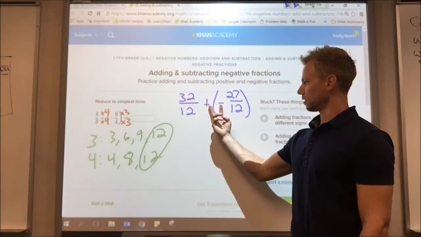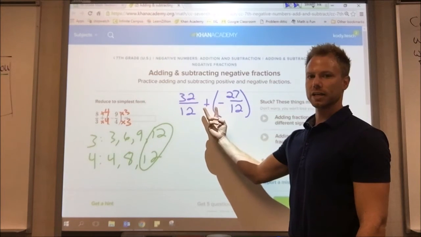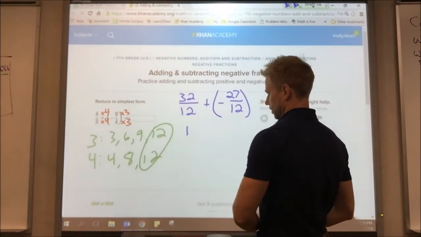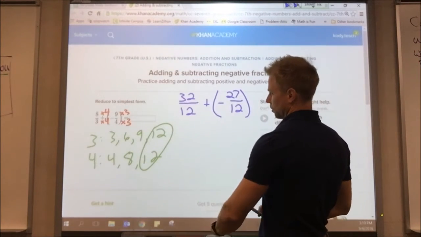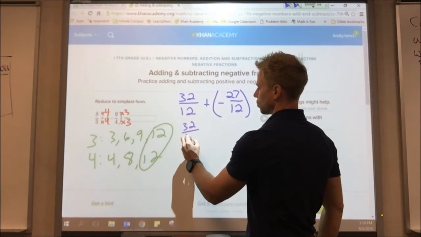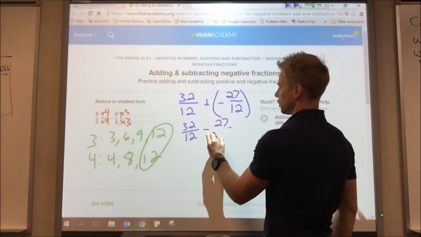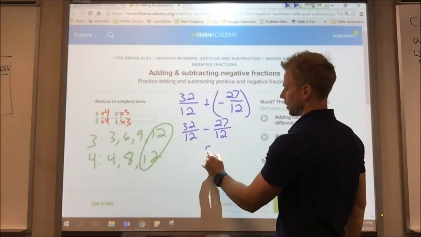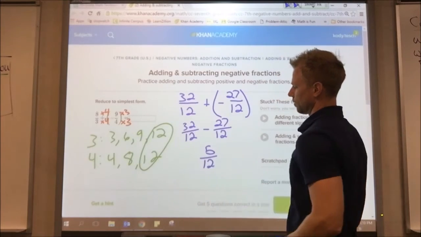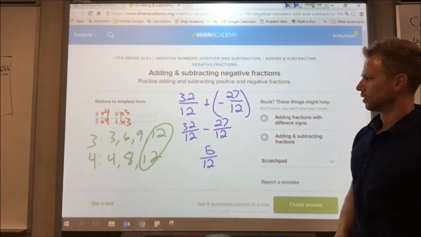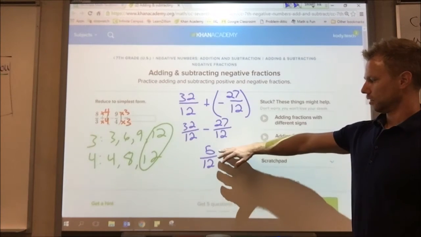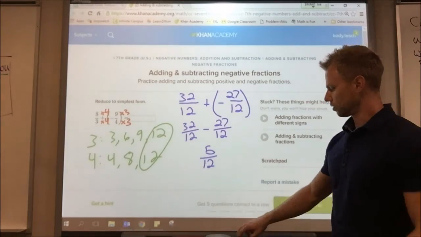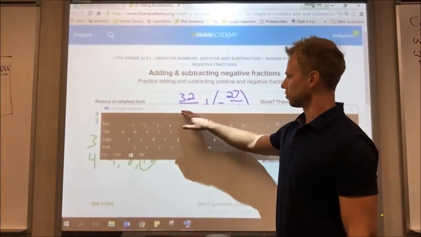So we have a plus and a minus right next to each other. That's unlike. That turns into a negative or a minus. So we have 32 over 12 minus 27 over 12. 32 minus 27 is 5, and we still have our denominator of 12. Okay, this is a proper fraction. There's nothing we can reduce. There's nothing that goes into 5 and 12. So our answer would just be 5/12.